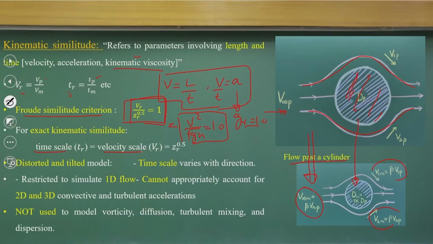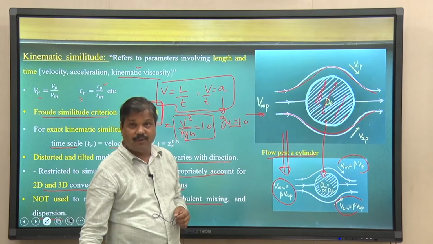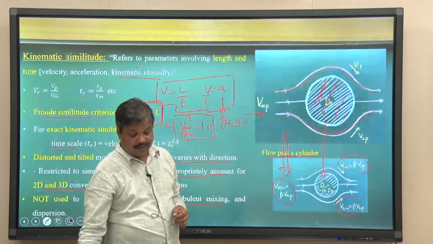Now, we can go for the distorted models, where the time scales vary along the directions. It is restricted to simulating 1D flow, and it cannot account for the 2-dimensional or 3-dimensional convective and turbulent accelerations. When you do the distorted or tilted model, it is not used to model vorticity, diffusion, turbulent mixing, and dispersion processes. These distorted models you can use, and most of the times when you talk about river scales, we have to use distorted models.